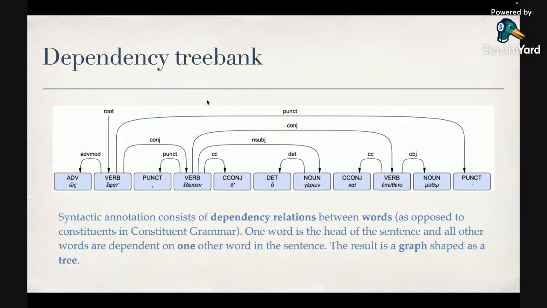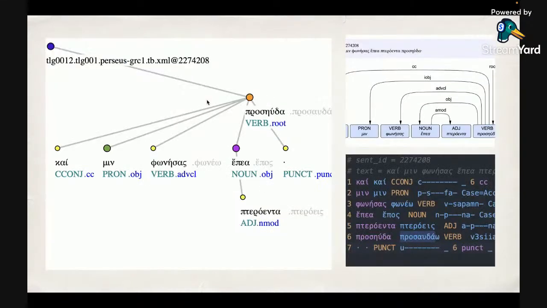And the result is that a sentence becomes a graph, and this graph is also shaped as a tree. Here you can see two ways of representing, visualizing these syntactic relations that are stored or encoded in a tree bank file like the one that we saw before, right?